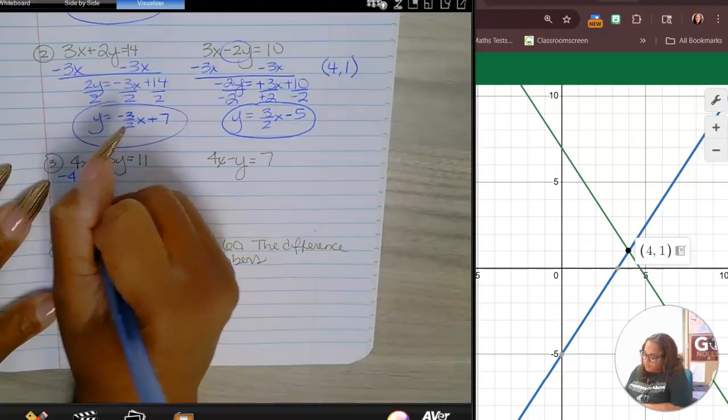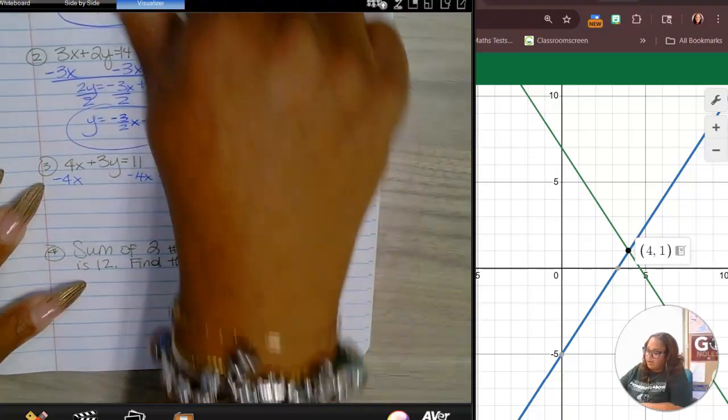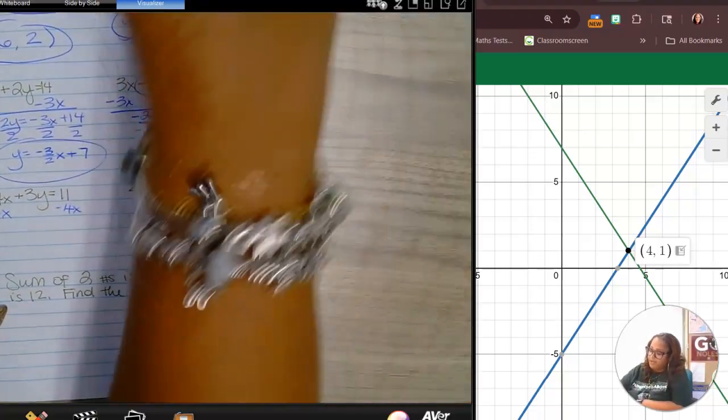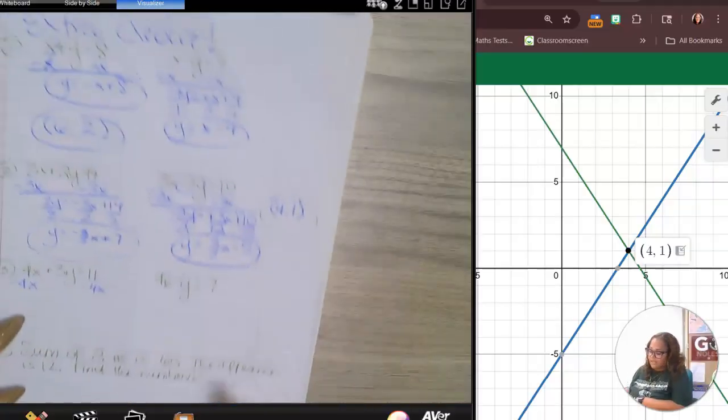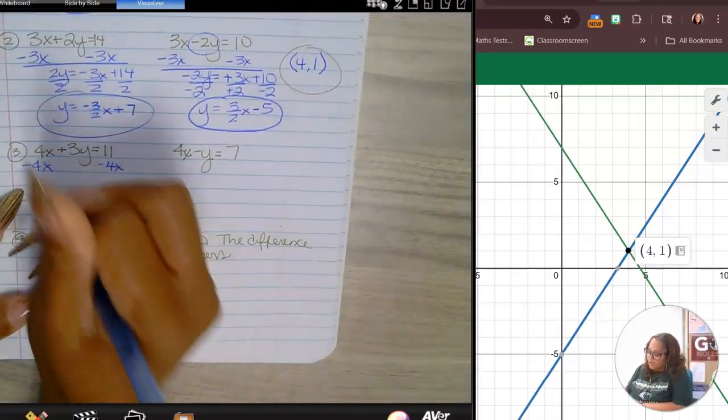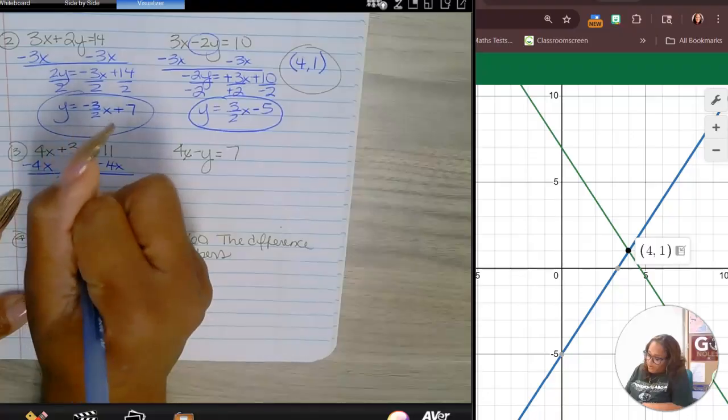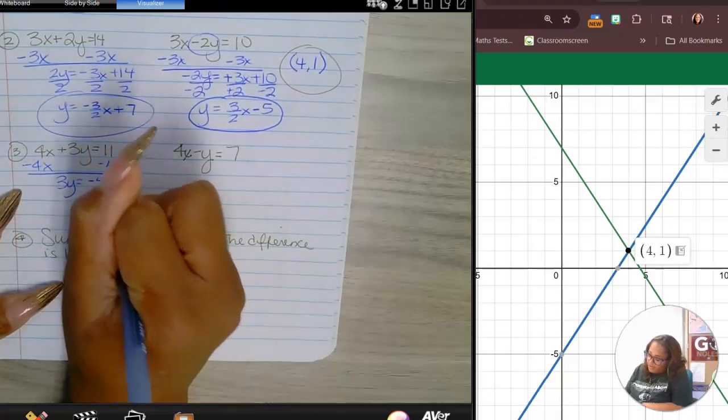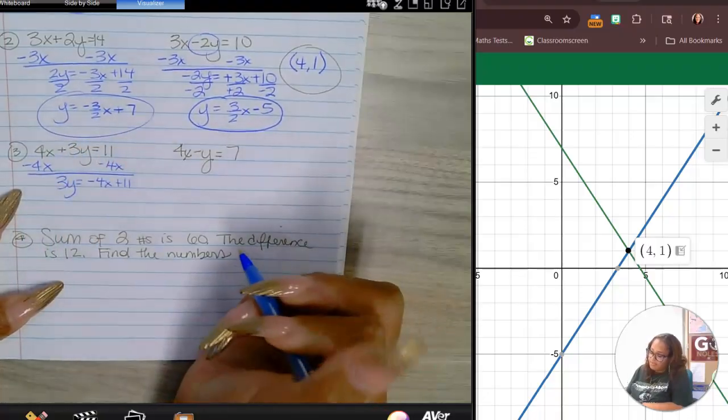All right, the next one. Subtract 4x from both sides. Oh, this is my solution over here, by the way. 4, 1. x is 4, y is 1. Bring down a 3y equals negative 4x plus 11.